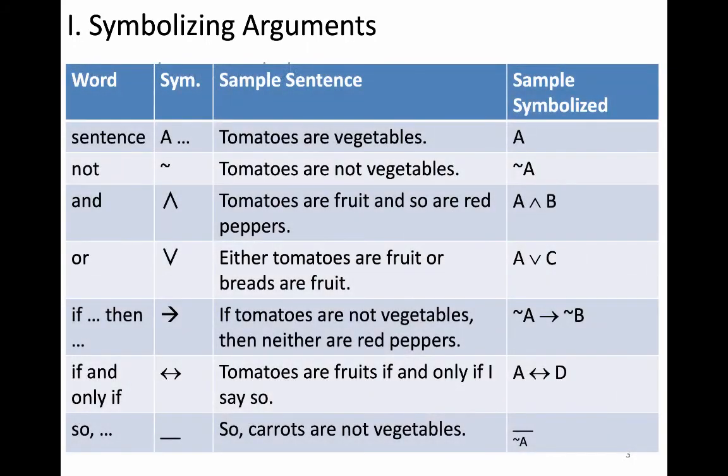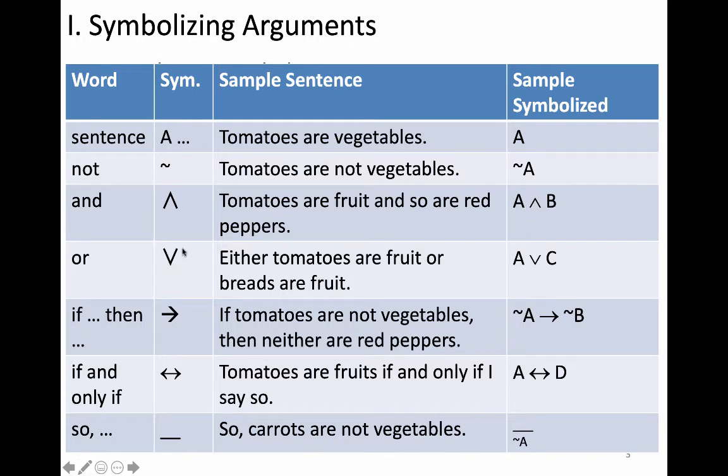So here's some combinations of symbols. So we have an atomic proposition, A, and we'll let this sentence, tomatoes are vegetables, we're going to symbolize as A. Now, if we want to say it's not true that tomatoes are vegetables, we can just put the little squiggle in front and say not A. So it's not true that tomatoes are vegetables. If we want to add in some other proposition, we can use the and. We can say tomatoes are fruit, and now we're going to let red peppers are fruit be B. So we'll say tomatoes are fruit and red peppers are fruit.